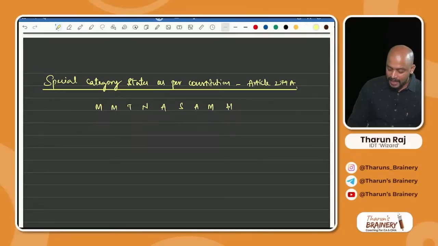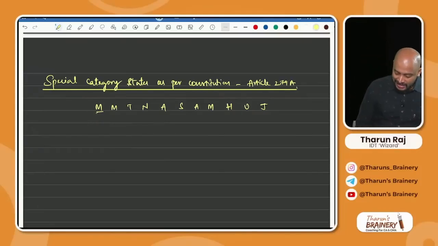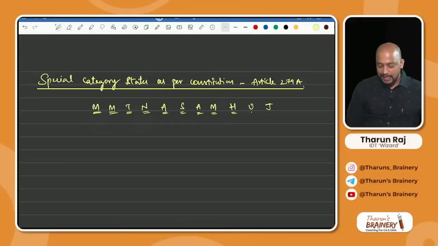Then H for Himachal Pradesh, U for Uttarakhand, and J for Jammu and Kashmir. So these are considered as special category states. So MMTN: Manipur, Mizoram, Tripura, Nagaland, Assam, Sikkim, Arunachal Pradesh, Meghalaya, Himachal Pradesh, Uttarakhand, and Jammu and Kashmir. These are considered as special category states as per the constitution.